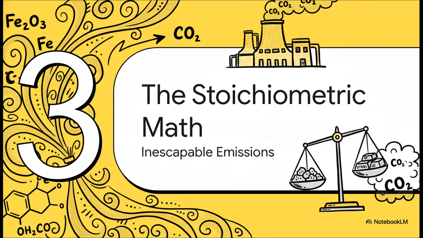Okay, now it's time to translate that chemical equation into real-world numbers. We're going to use stoichiometry, which is just a fancy word for the math that lets us figure out the exact amounts of stuff we get from a chemical reaction. This is how we're going to calculate the absolute minimum amount of CO2 that has to be created to make a certain amount of iron. These are called process emissions because they are baked right into the chemistry itself.